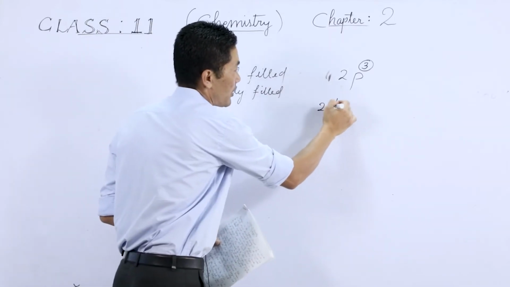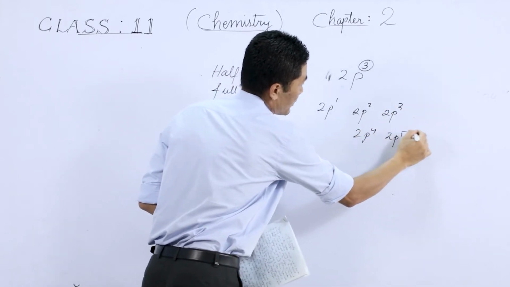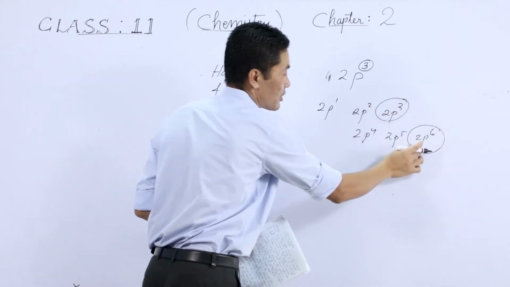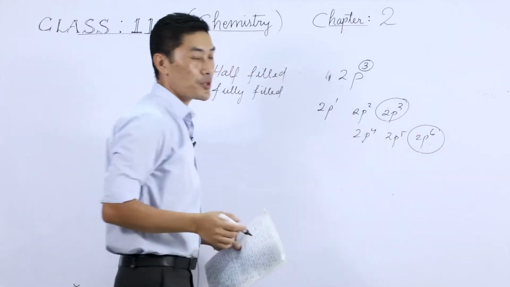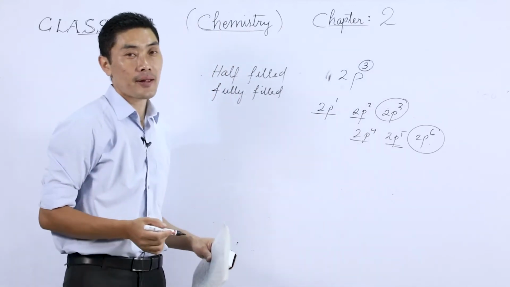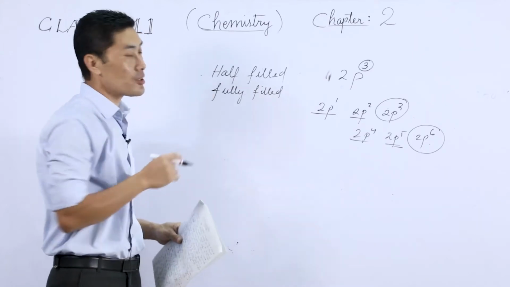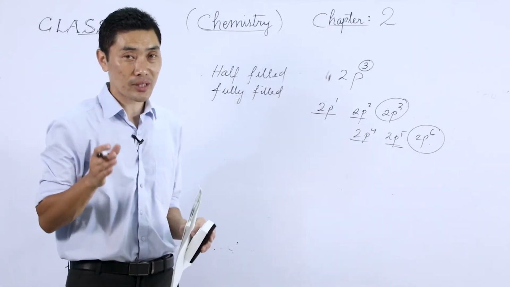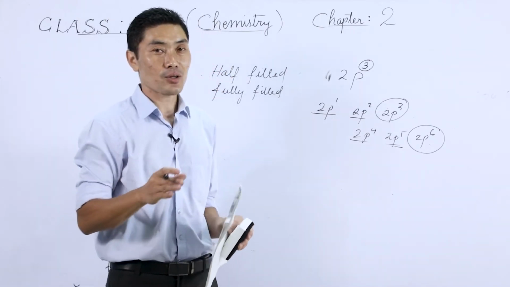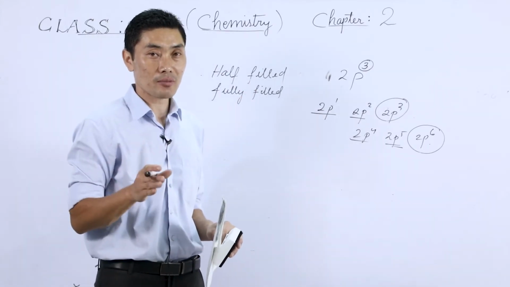So, 2p1, 2p2, 2p3, 2p4, 2p5, and 2p6. This one is half filled, this is fully filled. The half filled and fully filled p orbitals will be more stable than these other configurations. Now, the reason for this is that the half filled and fully filled orbitals are more symmetrical. Symmetry leads to stability. So, if the half filled and fully filled orbitals are more symmetrical, then they should be more stable. That is one reason.